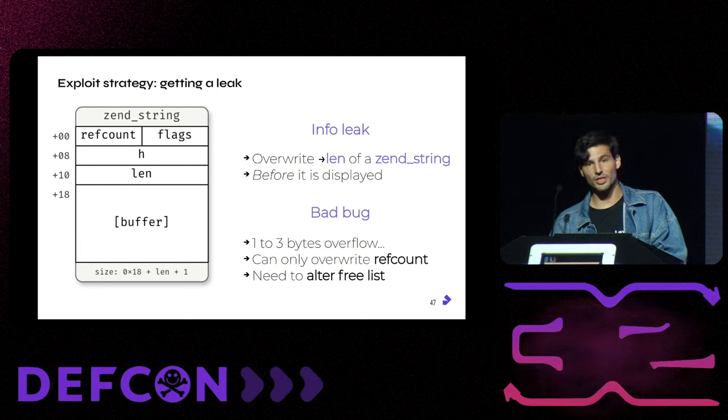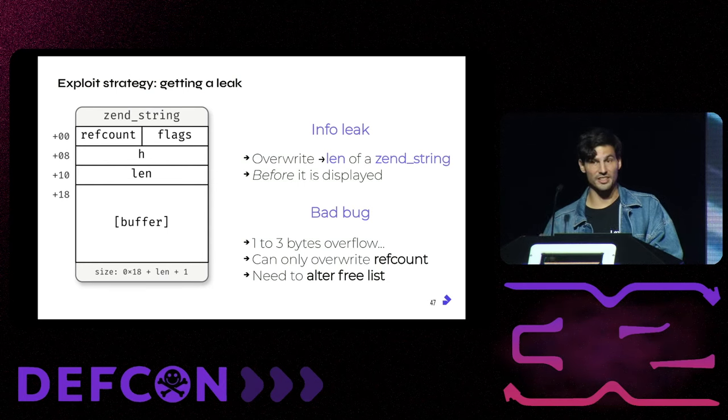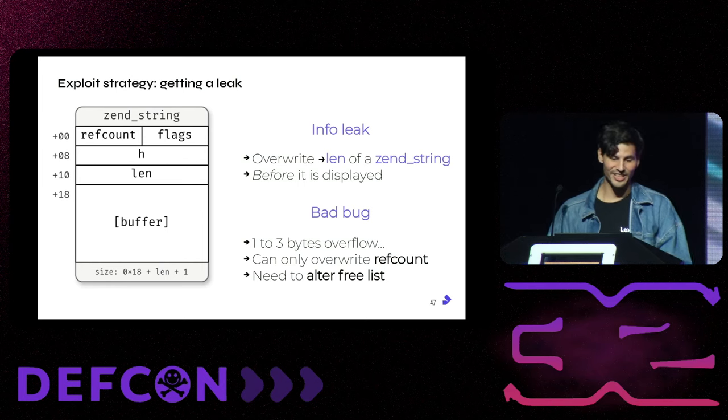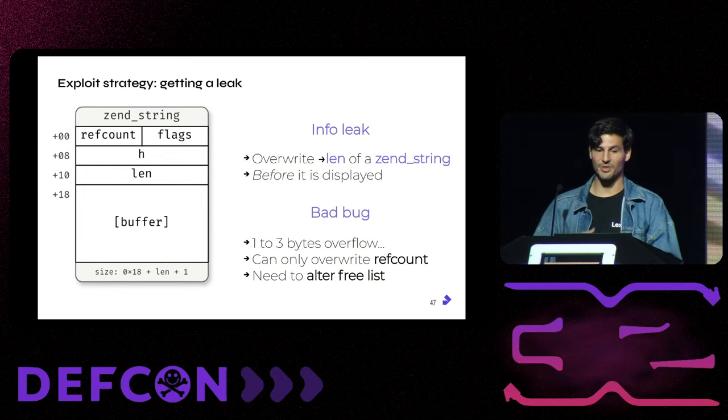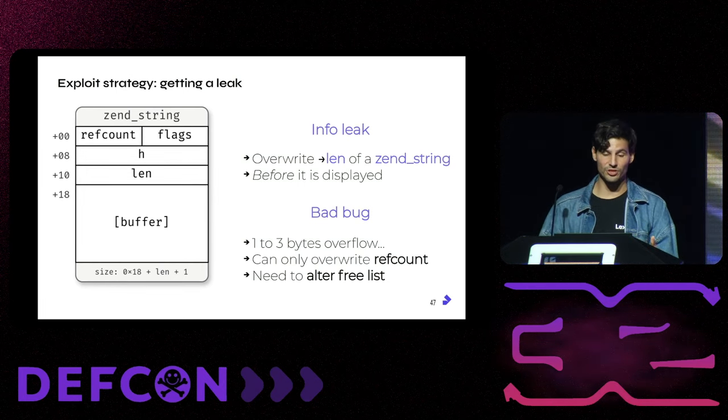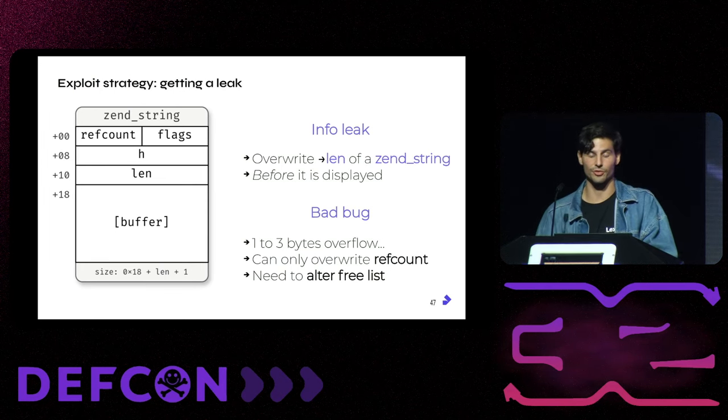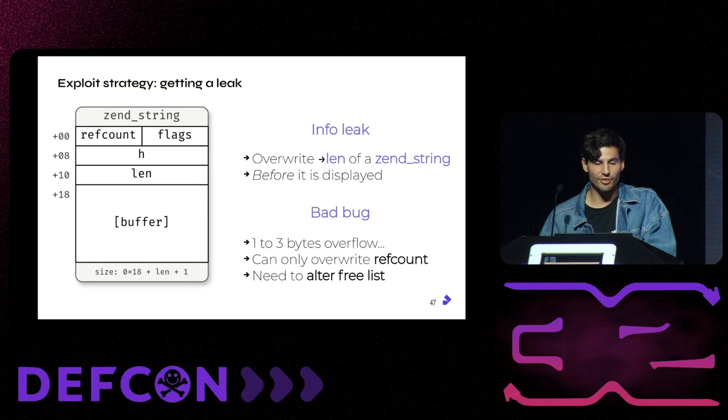So a zend string is the representation of your PHP string. And the length field will store the size of the string. So if you are able to change the length of a string and then it gets displayed, you are able to make PHP display more bytes than it should, and probably display lots of useful information from the heap, such as addresses. Sadly for us, the bug that we have is really, really bad. We only have a 1 to 3 byte overflow.